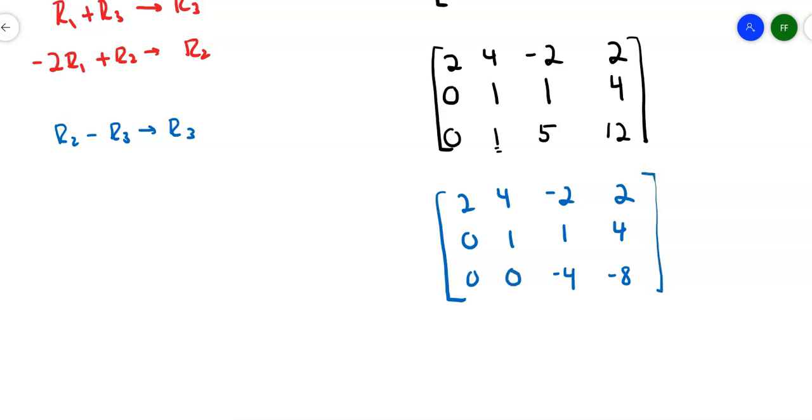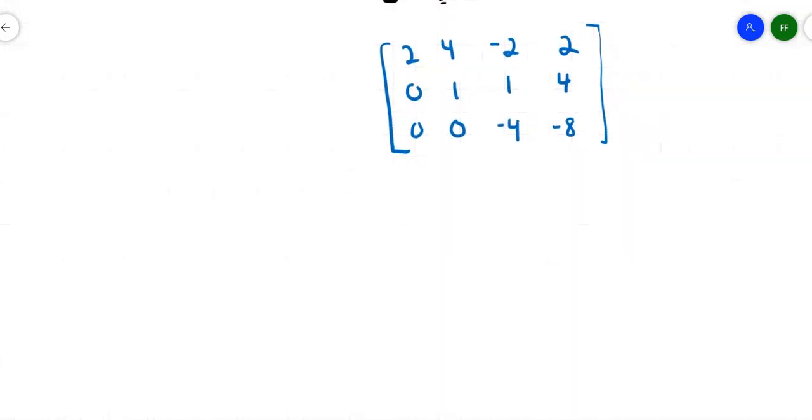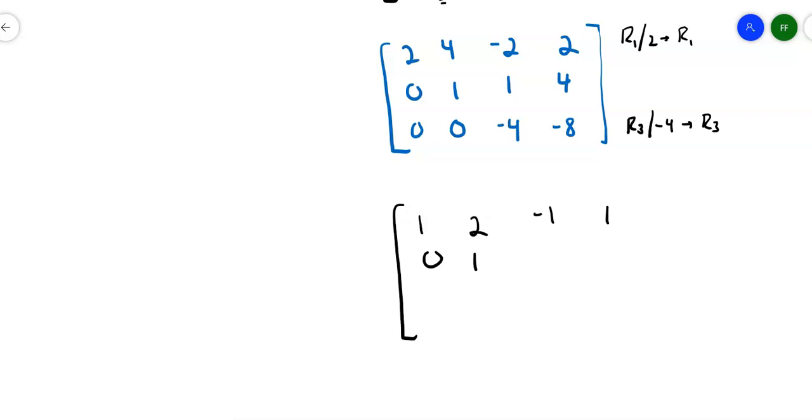All right, so now I can take that third row, and I can divide it through by negative 4. When I do that, I'll create 1s in the pivot positions. And at the same time, by the way, I can go up to that top row and divide it by 2. So take row 1, divide it by 2. Answer goes in row 1. Take row 3, divide it by negative 4. Answer goes in row 3. So I get 1, 2, negative 1, 1, 0, 1, 1, 4, 0, 0, 1, 2.